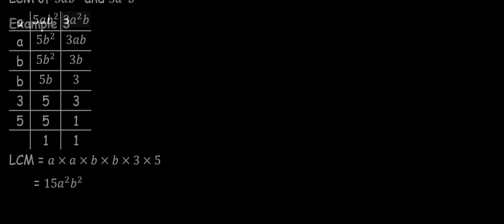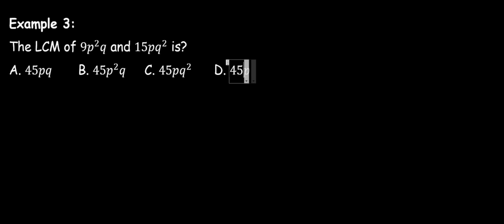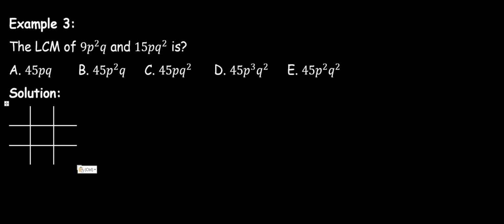Let's take another example. The LCM of 9p²q and 15pq² is: A, 45pq. B, 45p²q. C, 45pq². D, 45p³q². E, 45p²q². Solution. Let's rule our line and input the given values: 9p²q, 15pq².